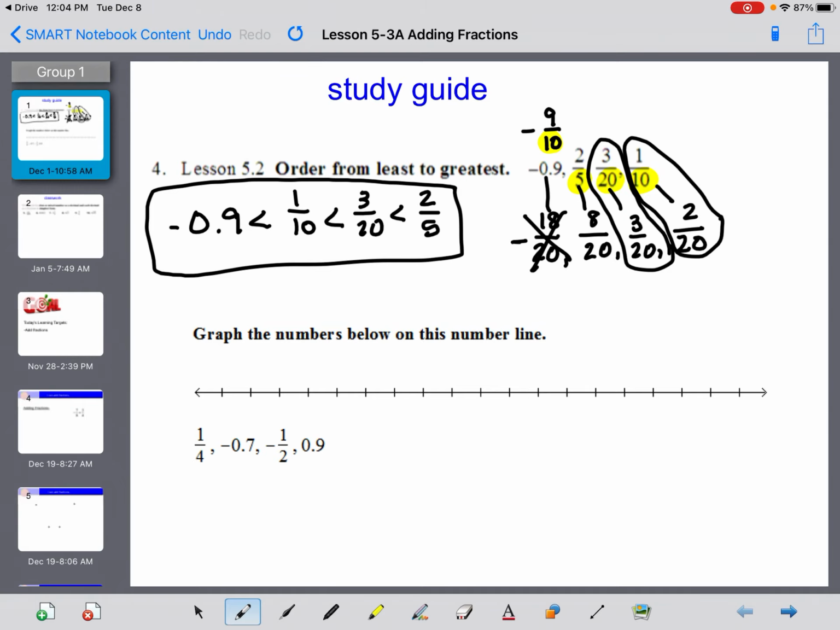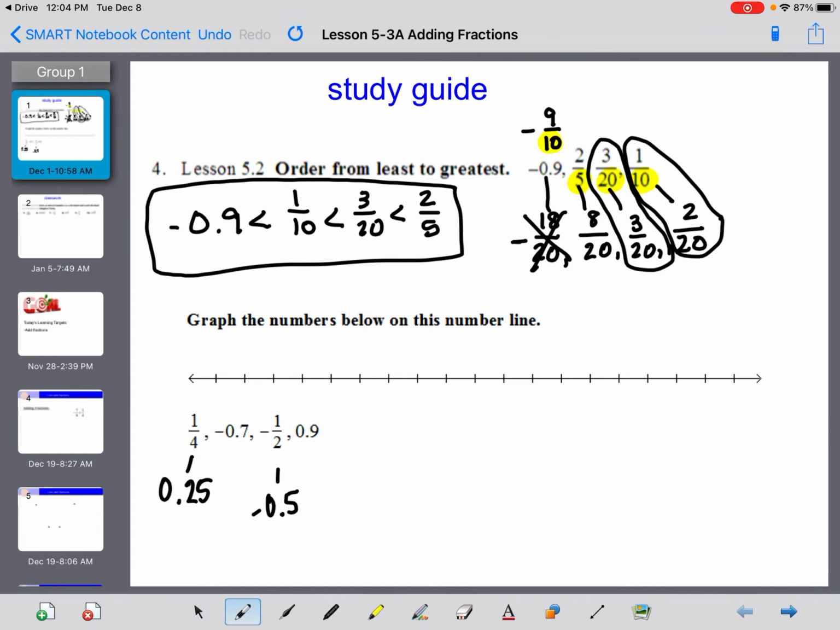I have 1/4, -7/10, -1/2, and 9/10. In this case, I would like to change these all to decimal form. 1/4 is the same as 25/100, and -1/2 is the same as -5/10. Then on my number line, oops, looks like my number line wants to move with me. On my number line, I'm going to label it in steps of tenths. So -0.7, -0.6, -0.5, -0.4. Notice how I'm labeling every single tick mark. That is your job.